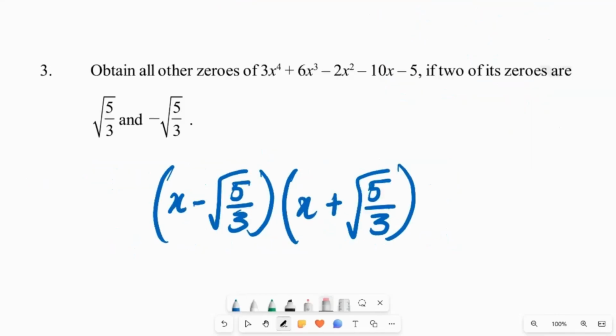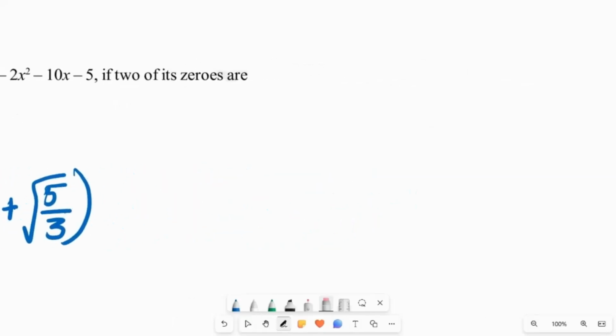The third question of exercise 3.4, we need to obtain all the other zeros of this polynomial 3x power 4 plus 6x cube minus 2x square minus 10x minus 5 if two of its zeros are root 5 by 3 and minus root 5 by 3. So before jumping into this question, let us see an example here.